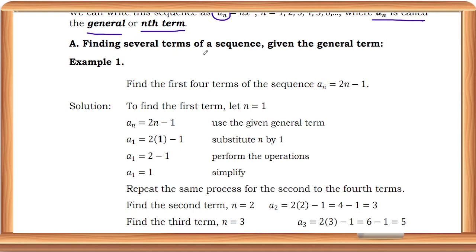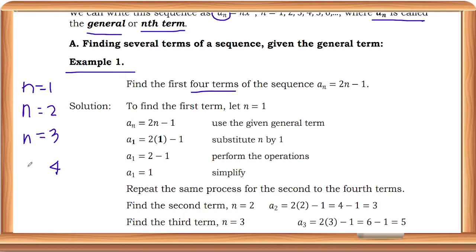Finding several terms in a sequence given the general terms. So, okay, example number 1. You have to find the first 4 terms. Yung 4 na terms, siyempre, magsisimula ka sa 1. So, yung n mo, yung first term is 1. Yung n mo din is 2. So, hanggang 4, no? So, 4 yung n mo dito. Kukunin natin yung first term, second term, third term, and fourth term. Sabi kasi dito, first 4 terms of the sequence.